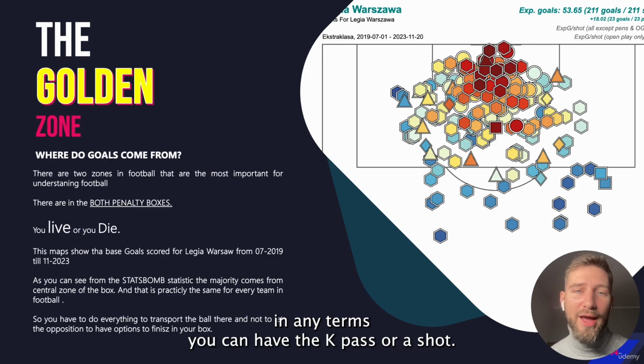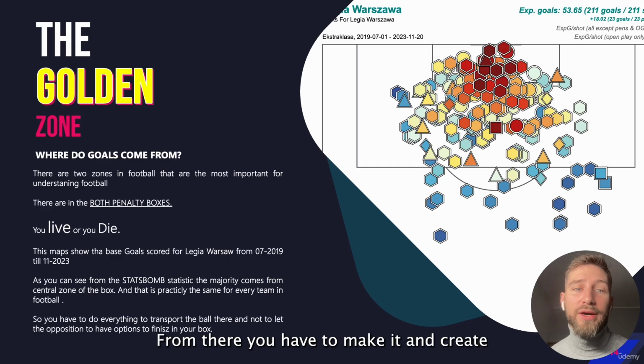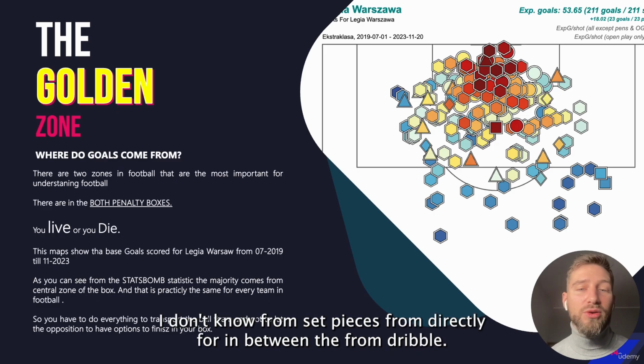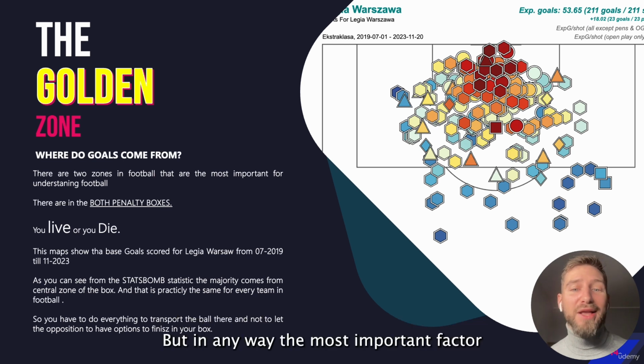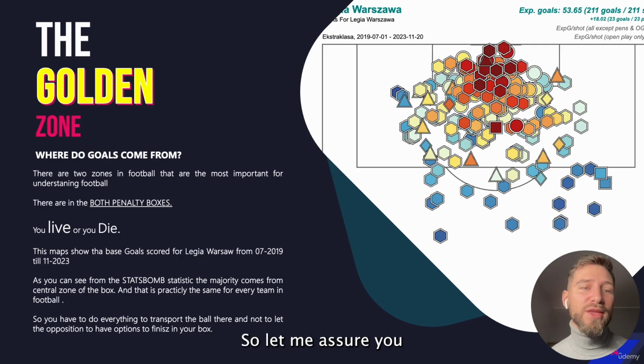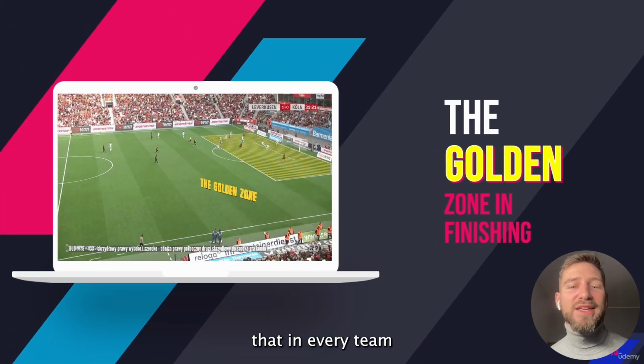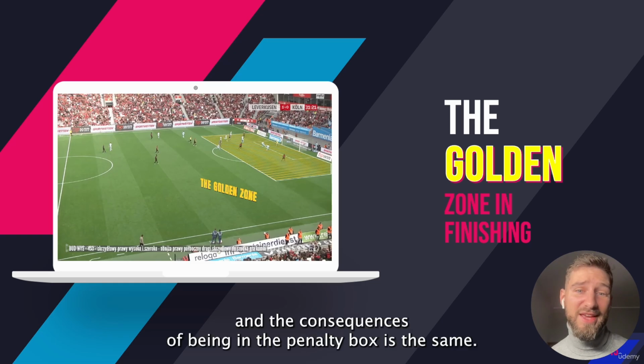In any terms, you can have the key pass or a shot from there, you have to make it. And creating this kind of passing lanes or creating these shots, I don't know, from set pieces, from direct play, from in between the play, from dribble. But in any way, the most important factor is to be there and have the passes there. So let me assure you that in every team, the drill is the same, and the consequences of being in the penalty box is the same.